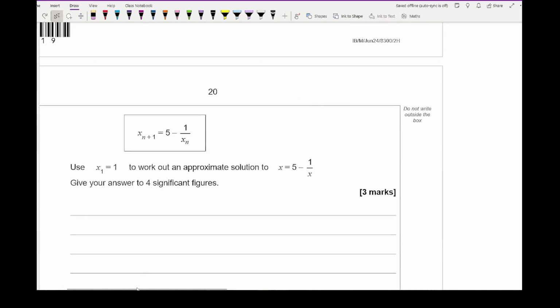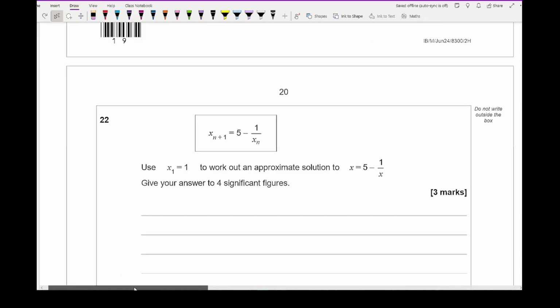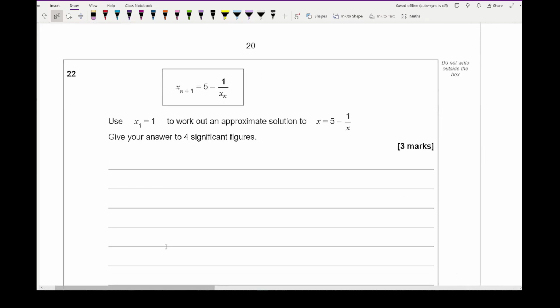Then moving on to question 22, it says use x1 to work out the approximate solution to x equals 5 minus 1 over x, and we've got this iteration here. It says give your answer to 4 significant figures. With these iterative questions, what we need to do first is use our calculator. Even though this is very calculator based, it is important that you write down the first couple of values that you get on your calculator before getting the solution.